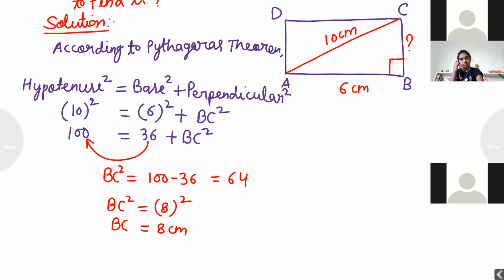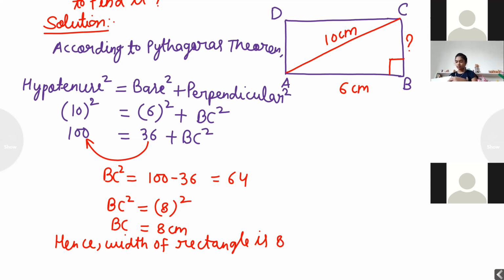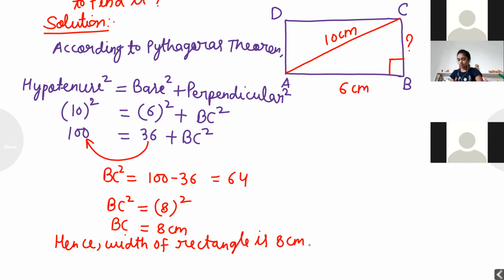What we got here? Width of rectangle is 8 centimeter. Note down. Hence, width of rectangle is 8 centimeter. This is our answer.